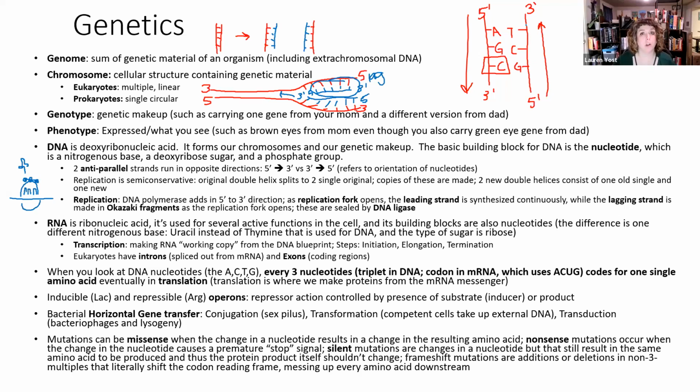So for horizontal gene transfer, horizontal means between different bacteria. If you inherit a gene from your parents, that's vertical gene transfer. These bacteria are not getting it from their parent cells. They are getting it from different cells that they're associated with. So that's horizontal: conjugation, transformation, transduction.